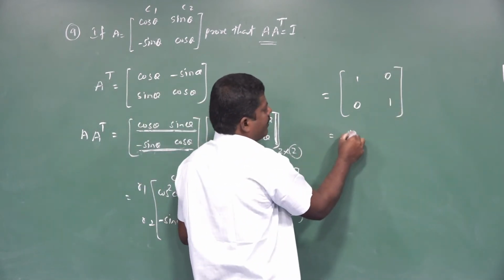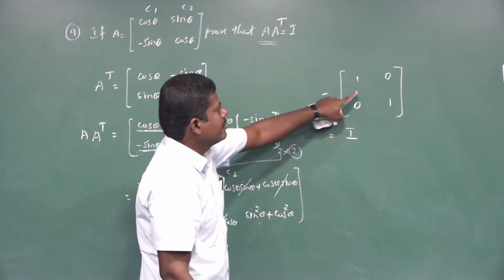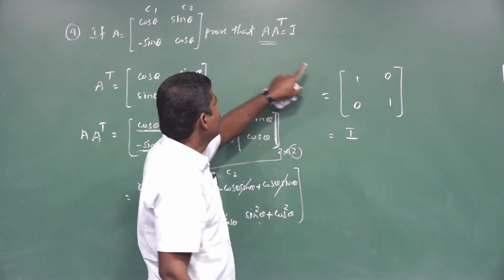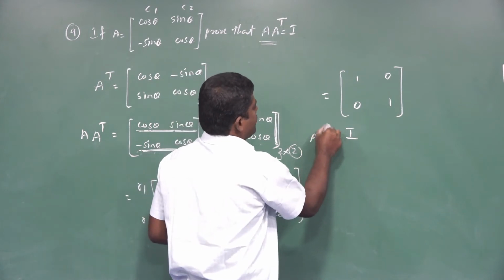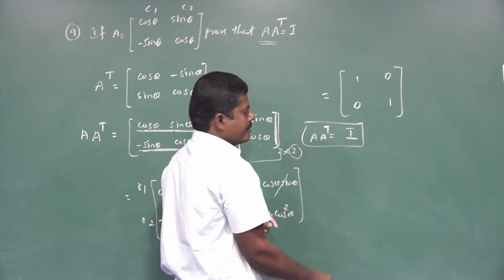This is what? Identity matrix. Understand? This is the identity matrix. So A A transpose is equal to the identity matrix. Hence proved.